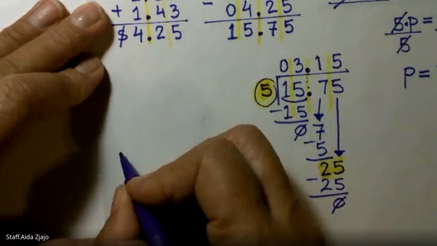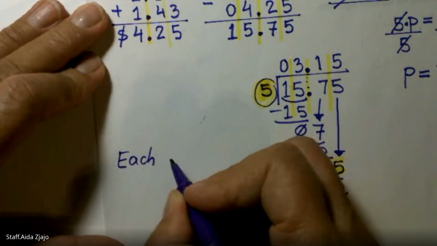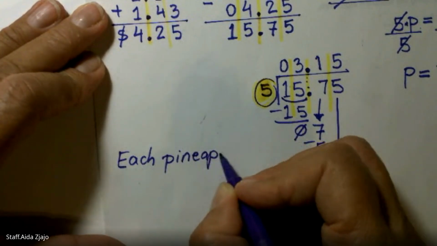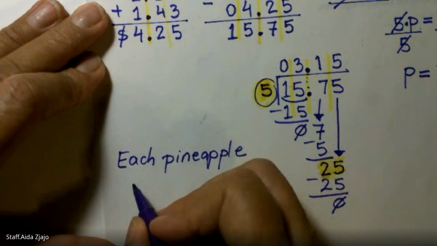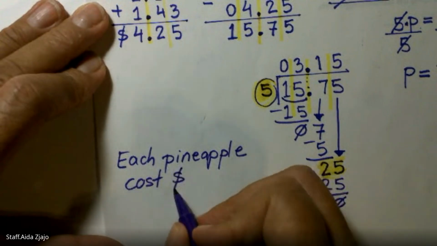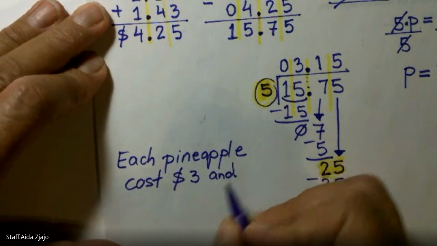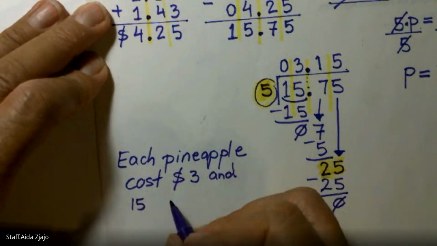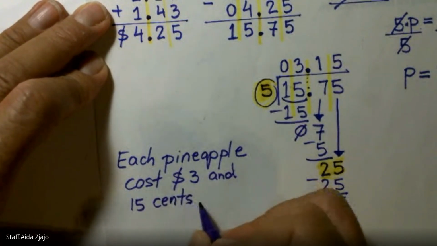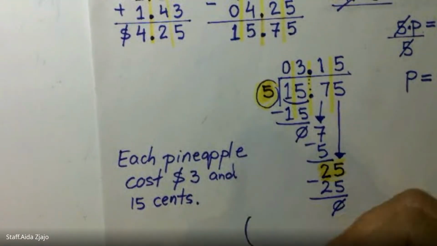Okay, each pineapple costs $3.15. 15 cents. $3.15.